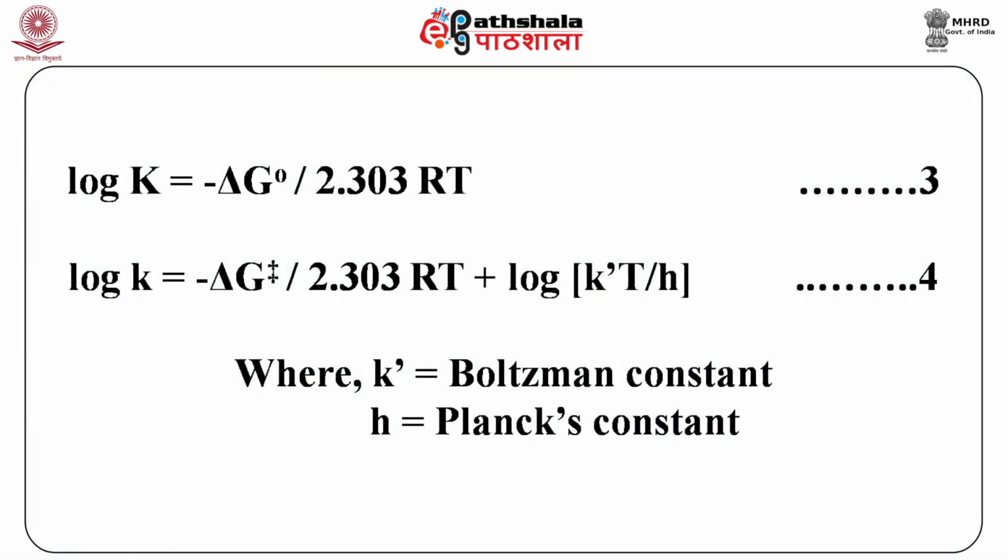Now, let us come to some mathematical equations. The equilibrium constant capital K and rate constant small k are related to free energy changes according to the equations. Log of capital K is equal to minus delta G naught divided by 2.303 RT, whereas log k, the small k, is equal to minus delta G star divided by 2.303 RT plus log k' T over h, where k' is the Boltzmann constant and h is the Planck's constant.